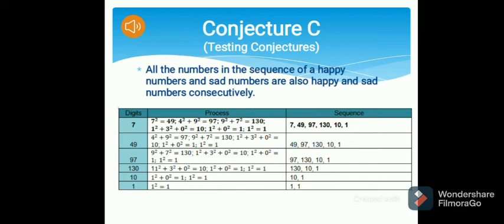The sequence of number 7 is 7, 49, 97, 130, 10, and 1. So all of those numbers in the sequence were happy numbers. The results of the sequence are exclusively happy numbers.